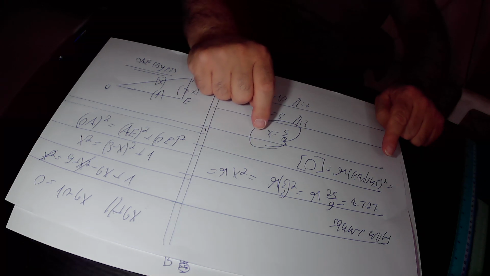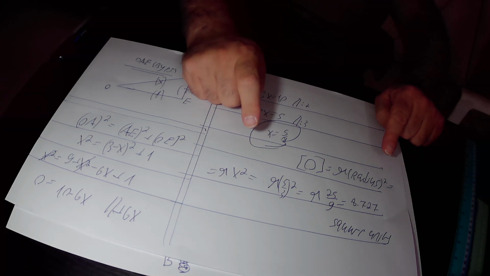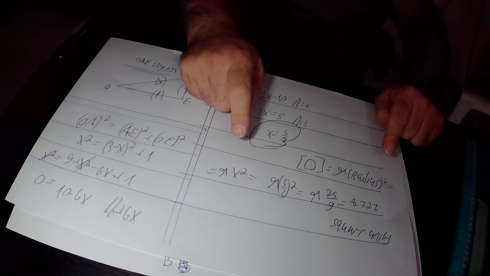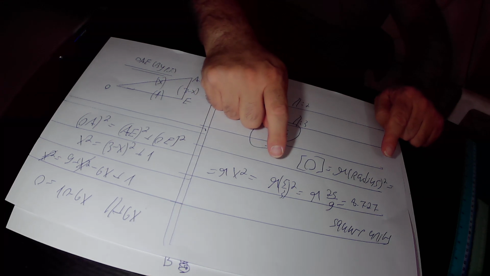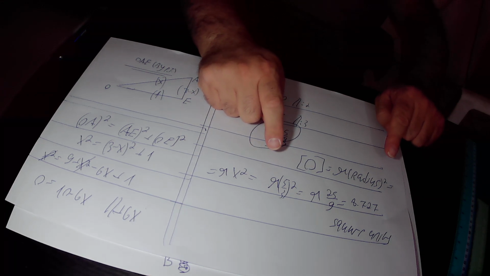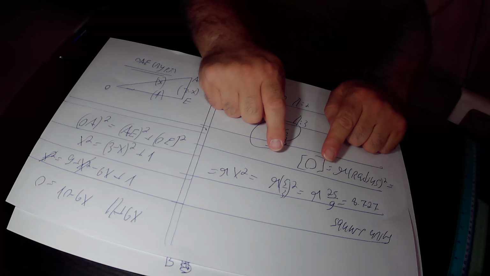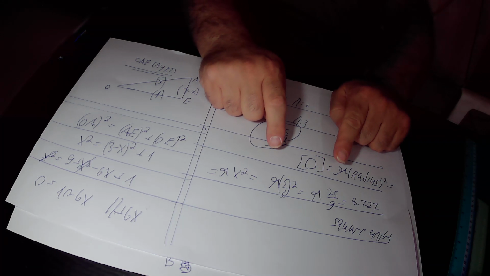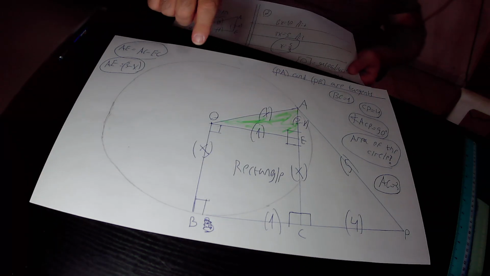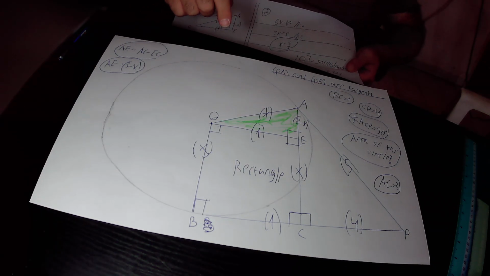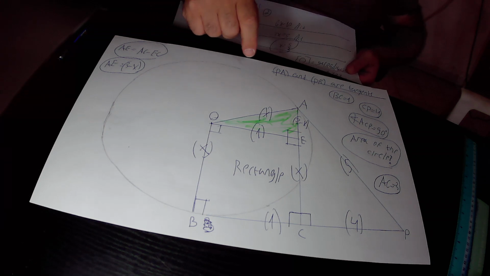x is 5 over 3, therefore x squared is (5 over 3) squared. Therefore, the area of our circle is equal to pi times (5 over 3) squared. 5 over 3 squared equals 5 squared, that is 25, over 3 squared, that is 9. So in total, the area of this circle is equal to 25 pi over 9 square units. In terms of numbers, the area of this circle is equal to 8.727 square units.